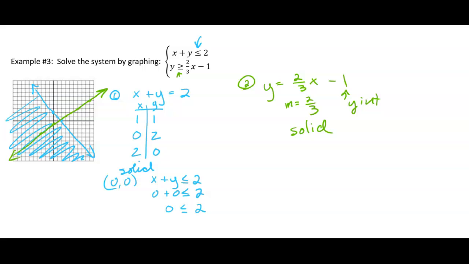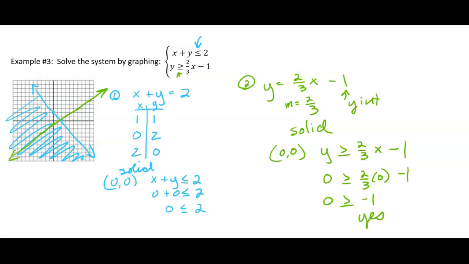Okay, now block out the blue stuff and just focus on the green. I can use 0, 0. It's kind of close to the line, but I can use it. Plug it into the inequality. 0 is greater than or equal to 2/3 times 0 minus 1. 0 is greater than or equal to negative 1. Is 0 bigger than negative 1? Yes. Okay, so that means it works. My origin is above the green line, so it's going to be all the points over here.